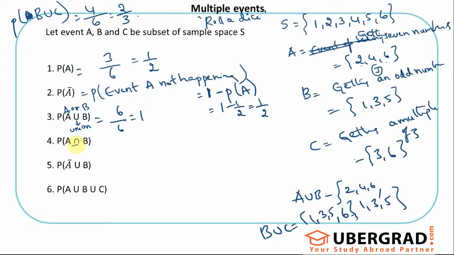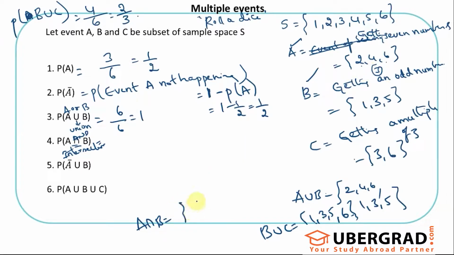So what is this? Intersection. Intersection is basically AND. I need to see both happening. That is, A has to happen and B has to happen. A intersection B is basically picking the common elements in both the sets. There is no common element. If you see 2 is here but it's not here, 4 is here but it's not here, 6 is here but it's not here, 1 is here but it's not here, 3 is here but it is not here, 5 is here but it is not here.